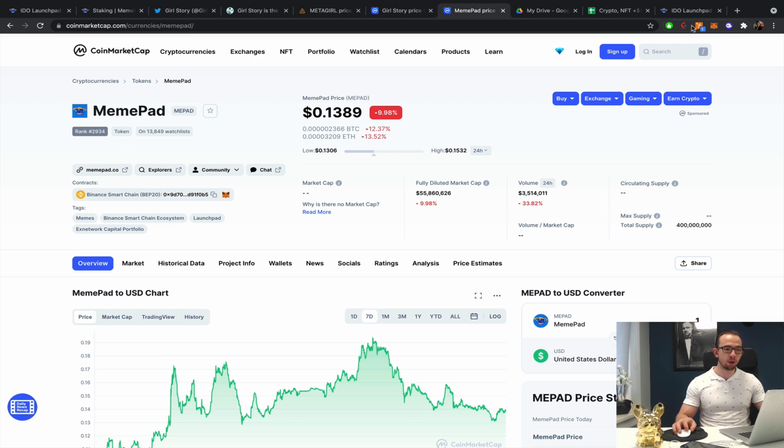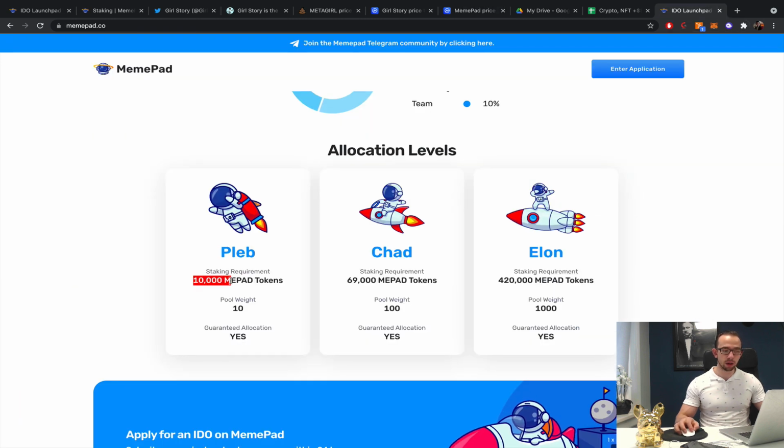So right now it's about 14 cents. You can participate, which will cost you about $1,400 at the moment, and you get a pool weight of 10 with a guaranteed allocation. The higher levels will cost you significantly more. So do your research on which allocation level might be best for you. Keep in mind, I'm on the Chad level, and for Girlstory, I will tell you which allocation I got.